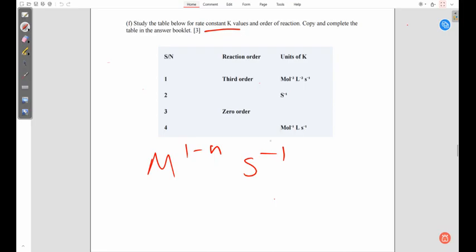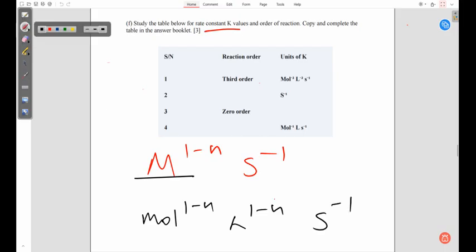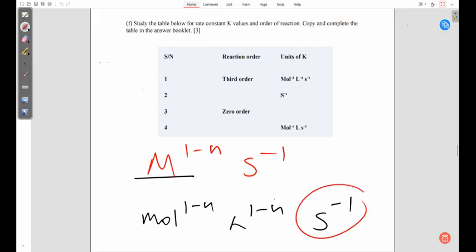Of course, based on the units they're using in the question, we can break the molar down into mole per liter, so mole to the power 1 minus n, and also liter to the power 1 minus n, and then second negative. So for a third order, if you substitute a 3, you'd basically get what they got there. They've actually given an example. Now this is a question that we handled earlier. So for second negative, without wasting much of your time, if you plug in a 1 where there's n, you just remain with that part. So this is first order.